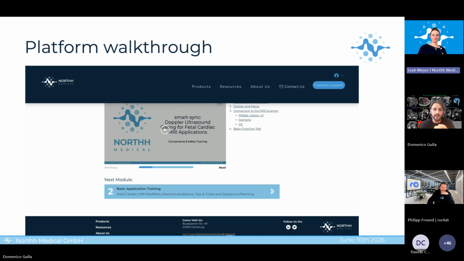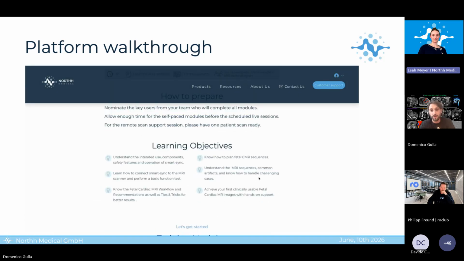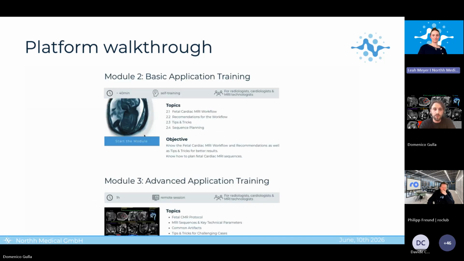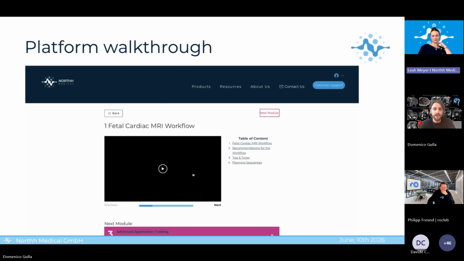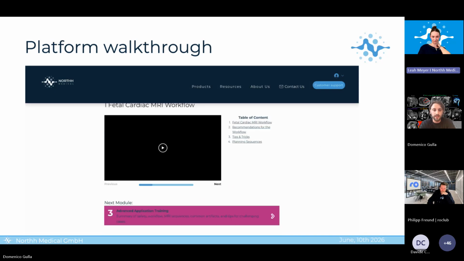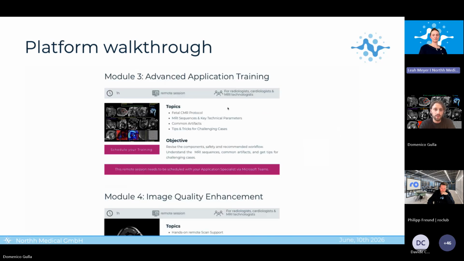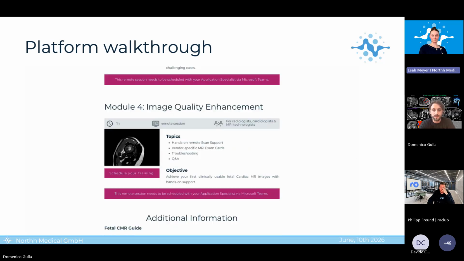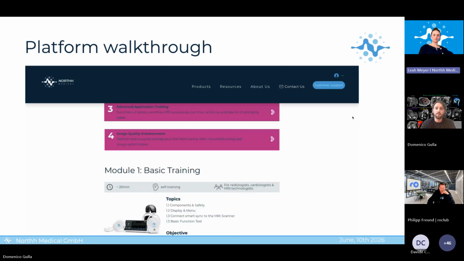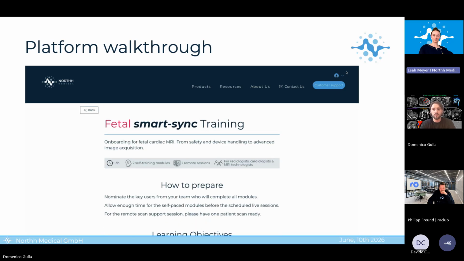Starting the training, of course, we have the different section modules with the table of contents, and you can also individually select what you really need if you are already experienced. This is module 2, and it's the basic application. Of course, we click in, and then we can just complete the second module. And going to the next step, we have module 3, where we have to organize our training via Microsoft Teams. And the last step, module 4, is just to book another training where I will be present during your remote session.